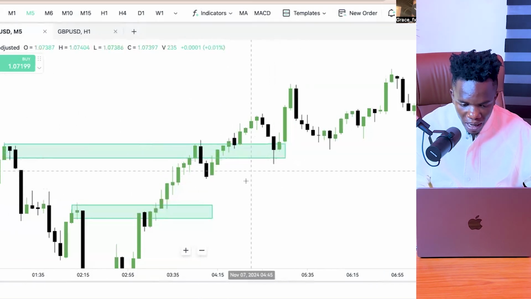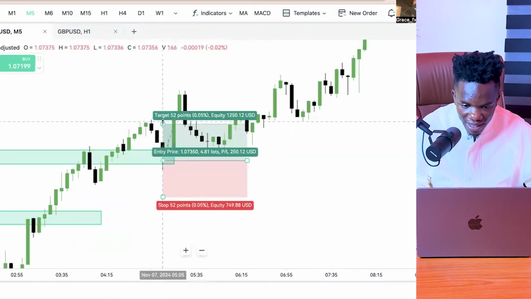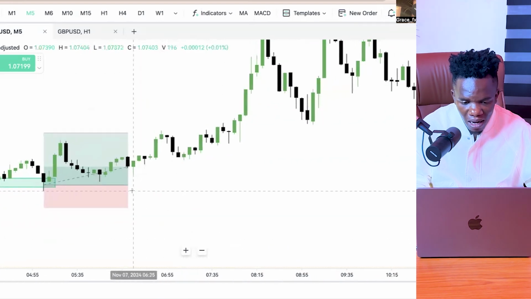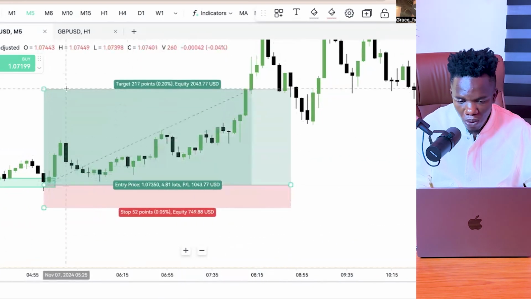This will be my entry here. This would be my entry, that is if I want to trade the retracement. Now, the retracement sometimes favors some traders. The reason why I don't trade it, like I've told you guys, is that I'm not a mentor. I mentor people. I have a mentorship program.